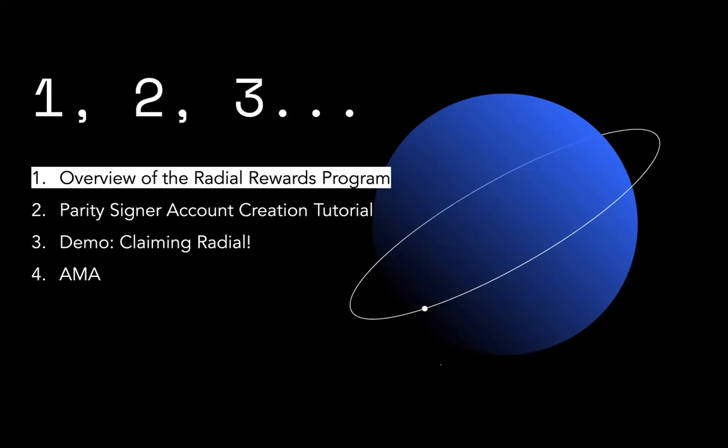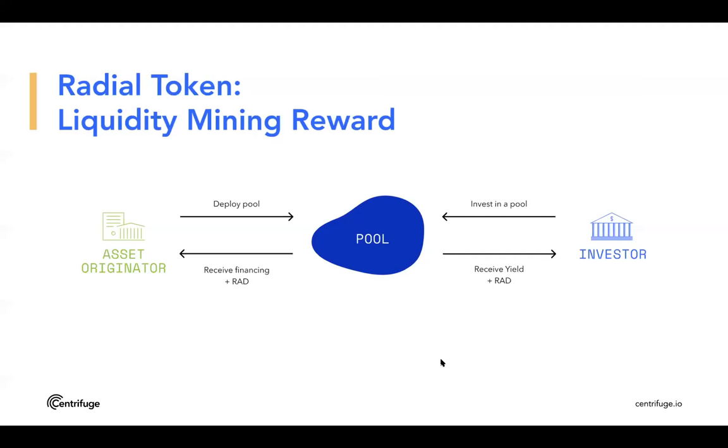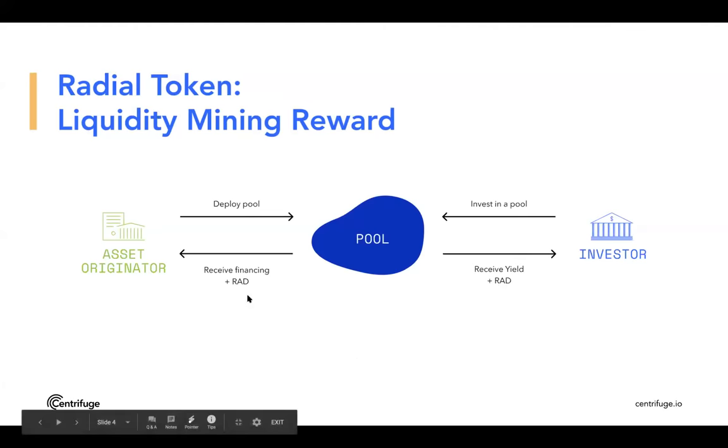So just a little bit of overview of the program again. Our liquidity mining reward is for both asset originators that deploy pools. They will lock assets into Tinlake and they'll receive financing for those assets as well as this Radial reward. Investors that invest in a pool will lock DAI into Tinlake and they'll receive their yield in DAI as well as RAD as a reward. Both of these are dependent on locking either the asset or the DAI for 60 days minimum.